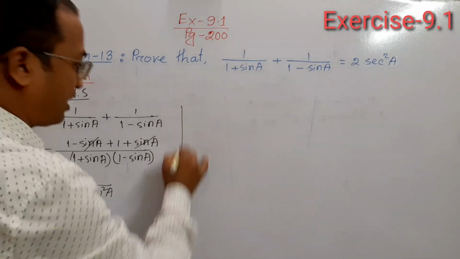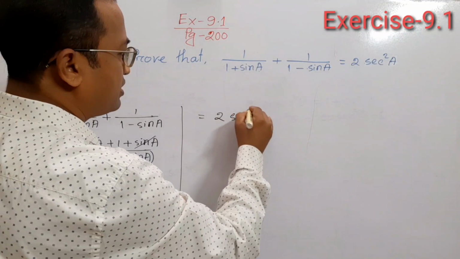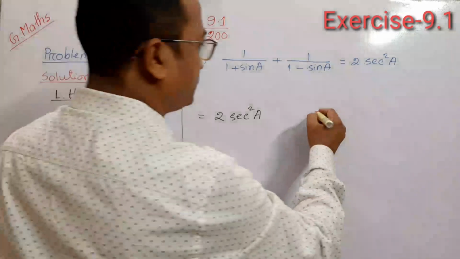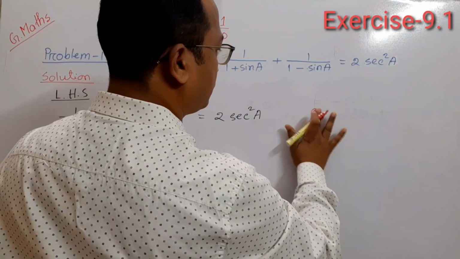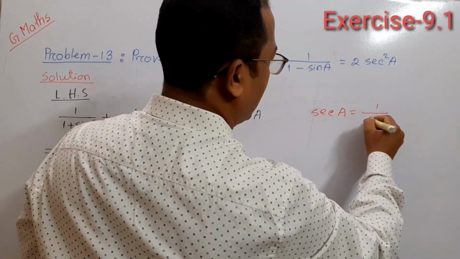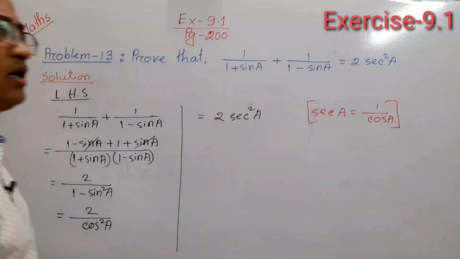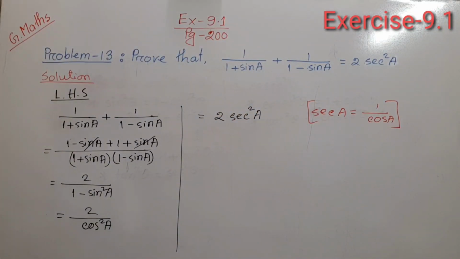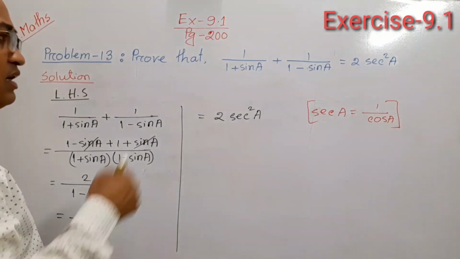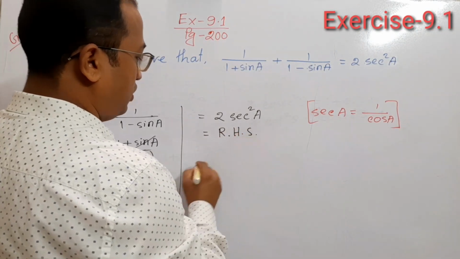So we can write 2 sec square a, since we know sec a equal to 1 by cos a. So 2 by cos square a will be 2 sec square a, that is right hand side equal to right hand side. Proved.